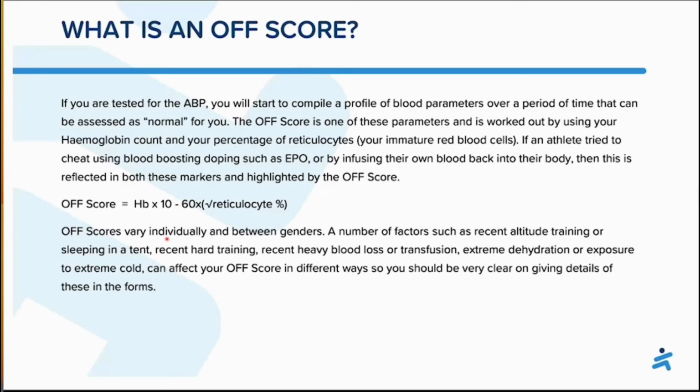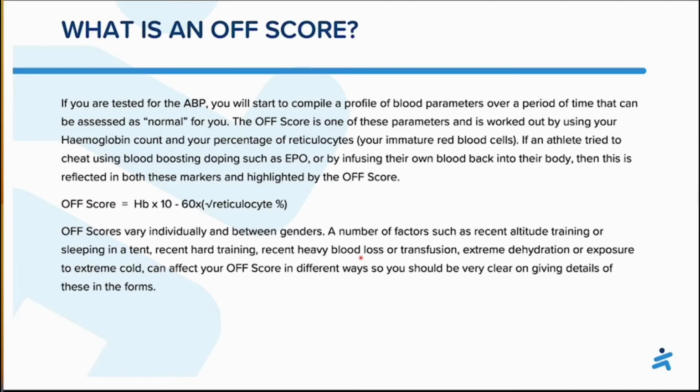And this is from the literature that's provided for the athlete themselves, and they tell you that if you start to compile a profile of blood parameters, of course, these can vary between individuals and genders. We know this. And then there are factors that can change an individual's profile, such as altitude training, sleeping in a tent. I think that means either a low or a high oxygen tent. I'm not quite sure how they do this. Recent hard training, recent heavy blood loss or transfusion. So if you've had any of these as an athlete, you have to explain all of this at the time your sample is collected.